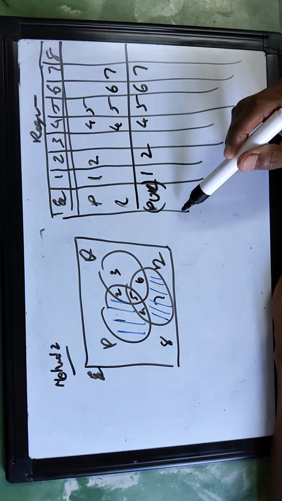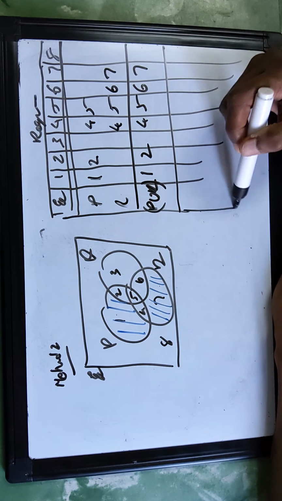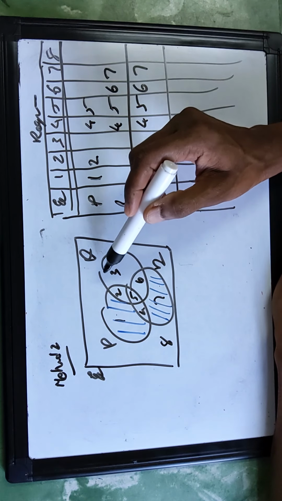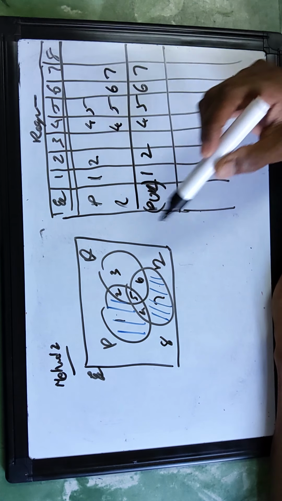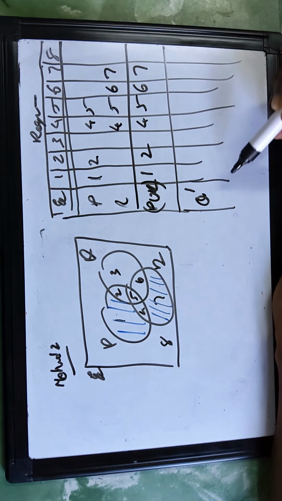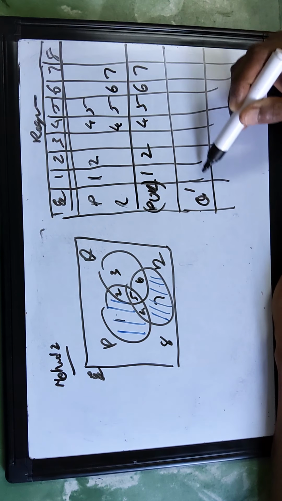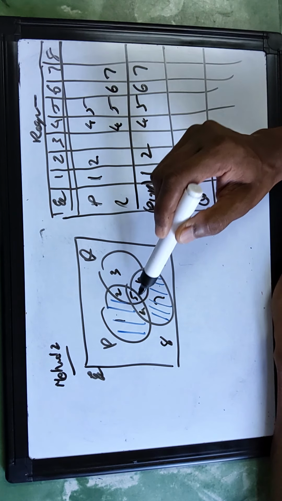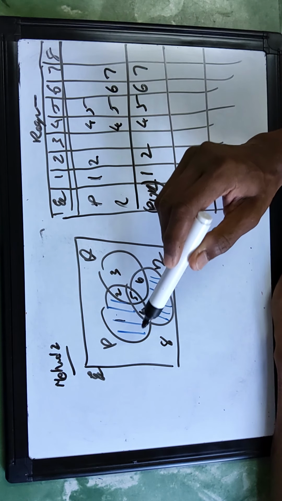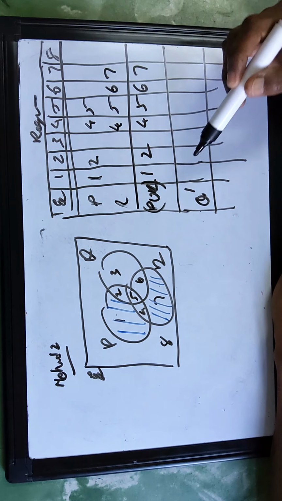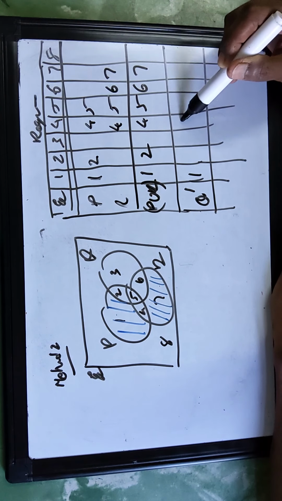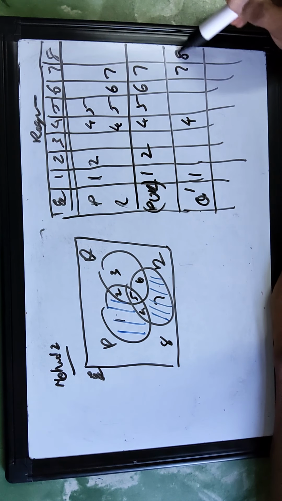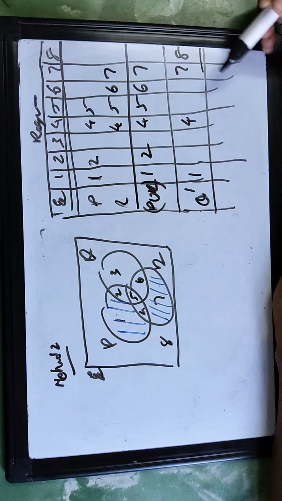Right? Now we look at Q. The fact that you don't have 3 shaded means you have to take Q dash, outside Q. Regions found in Q are 2, 3, 5, 6. Therefore, 1, 4, 7, 8 are outside Q.